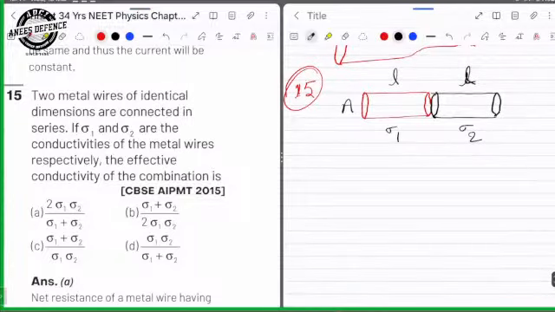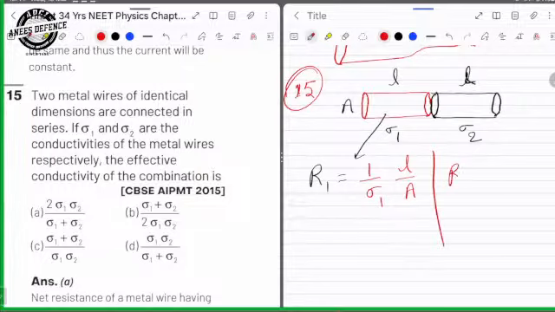Listen, when you calculate R1, what can you write? Rho L upon A, not rho alone. Rho is resistivity. The resistivity is 1 upon conductivity. Yes or no? So rho is 1 upon sigma 1, right? Rho L upon A, right?